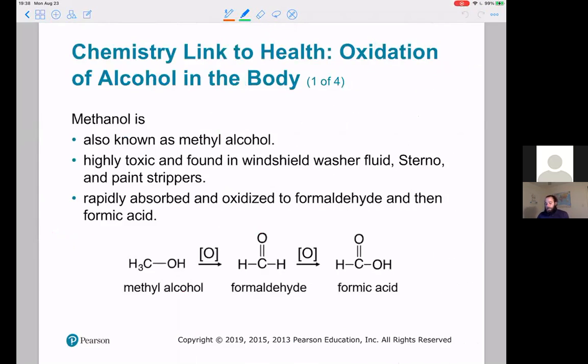Okay, we talked about methanol and how it was very toxic. That's because the body gets rid of alcohols by oxidizing them. When you oxidize methanol, or methyl alcohol, you get formaldehyde, which is toxic. That's what they use to preserve dead bodies, actually, as well as formic acid, which is also toxic. Both of these are very toxic. I think formaldehyde in particular makes you blind. So that's what you hear with methanol poisoning: people actually go blind.